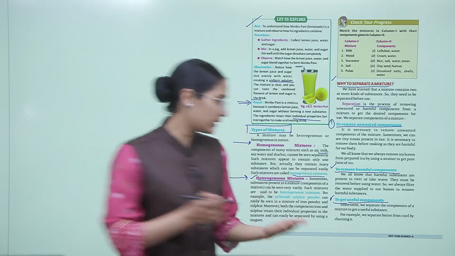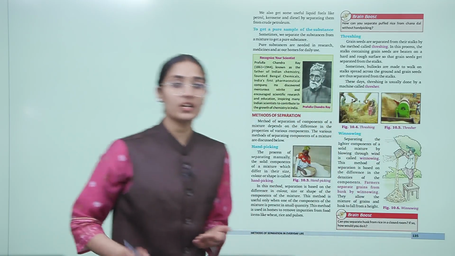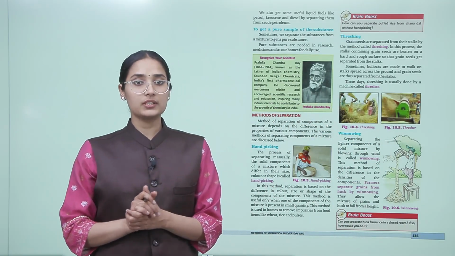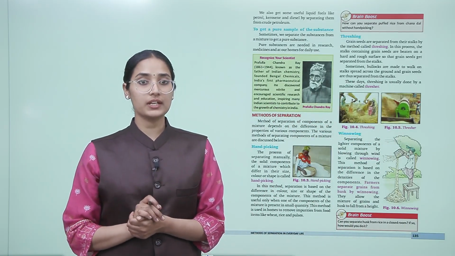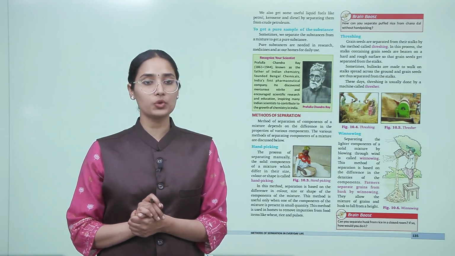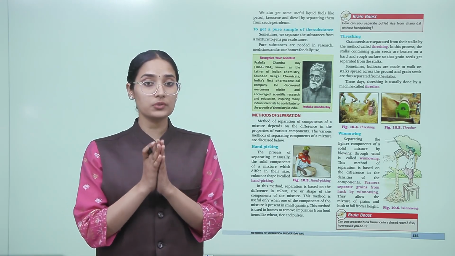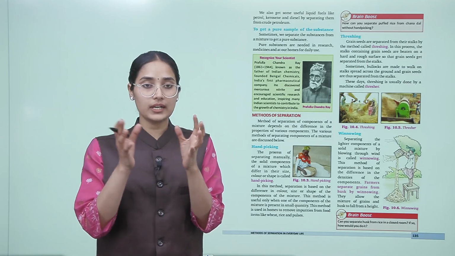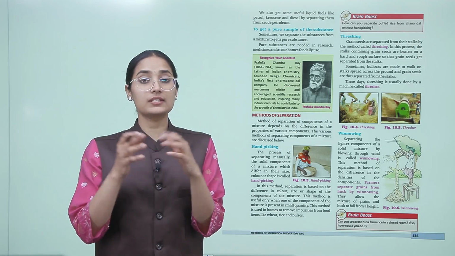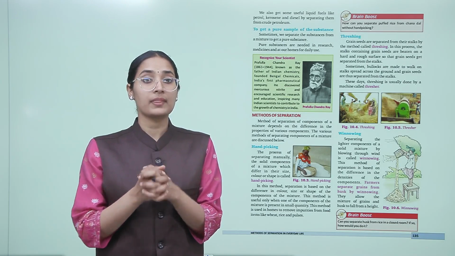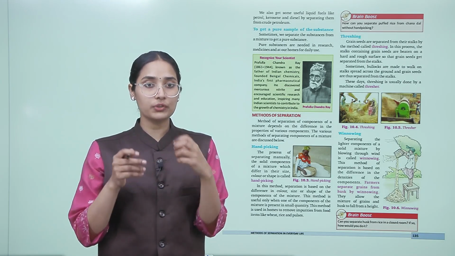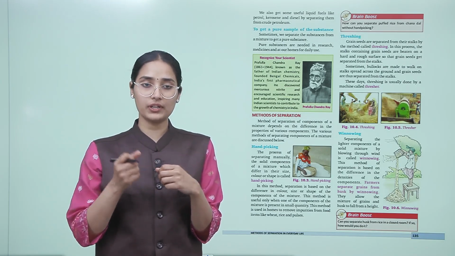Now let's go to the next page. We also get some useful liquid fuels like petrol, kerosene and diesel by separating them from crude petroleum. So again, can you see this, that petroleum is a liquid, right, it is a mixture of many things, and we separate useful fuels like petrol and kerosene out of it.